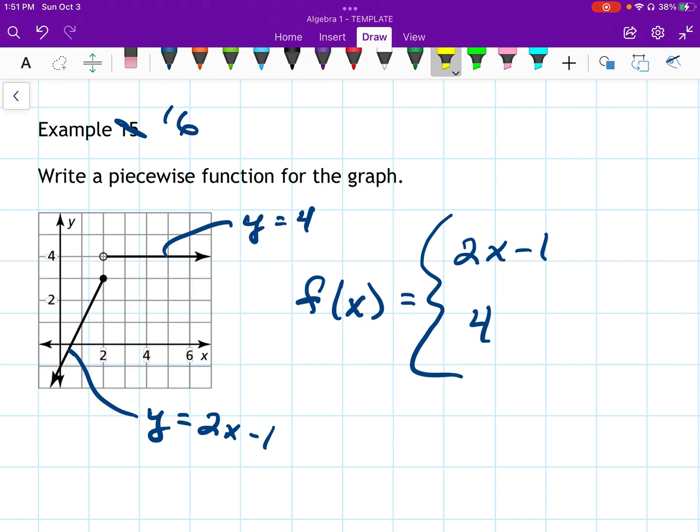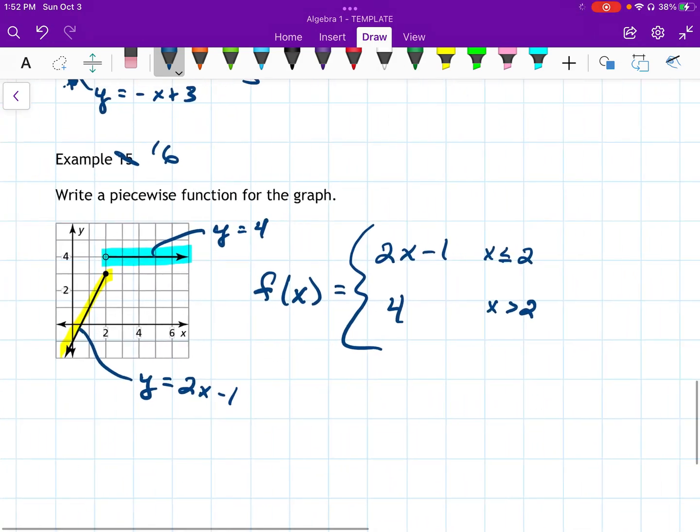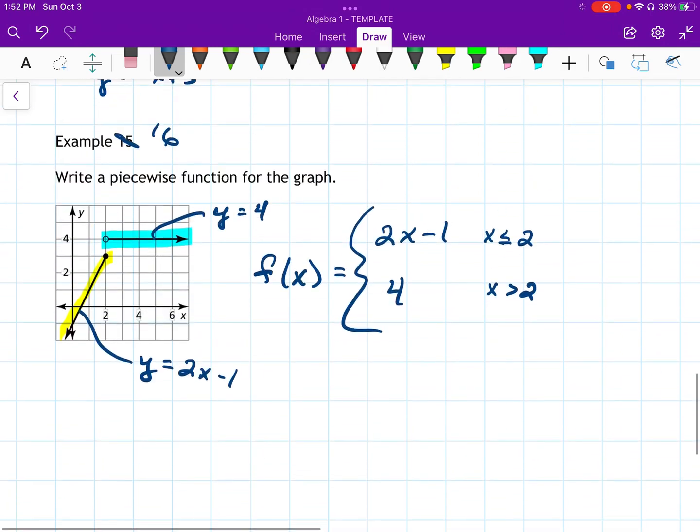Looking at the left piece, I'll highlight it yellow. It has a closed circle on x equals 2, so I'll say that this is x is less than or equal to 2. And then looking at the other one, I'll highlight it blue, it has an open circle on x equals 2. So this is going to be x is greater than 2. And that's it. All right.